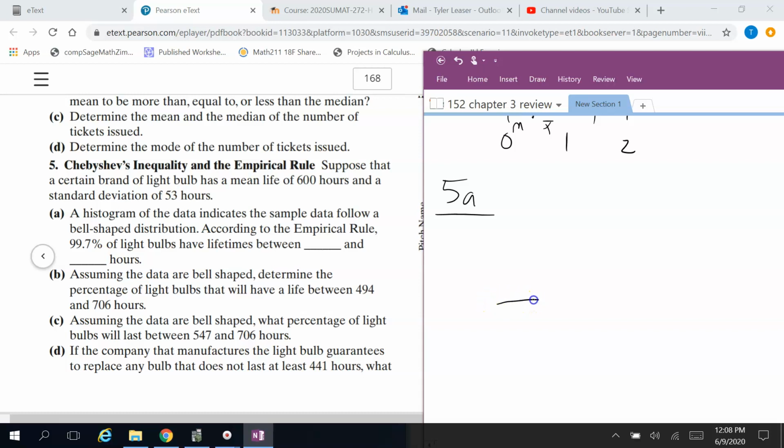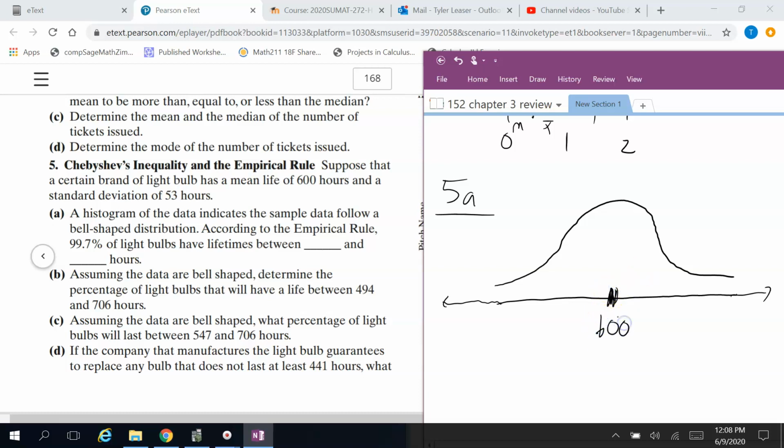Anytime you have a question like this where it's talking about the empirical rule, you'll know it's the empirical rule whenever they say it's a bell curve and then they give you a mean and a standard deviation. What I want you to do is draw your bell curve above a number line and then label it. The top of the hump of your bell curve is where the mean is located. It said we had a mean of 600.